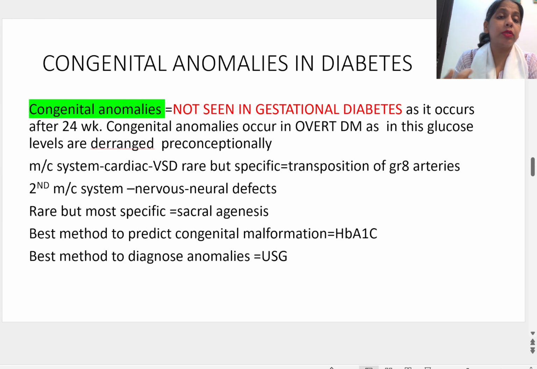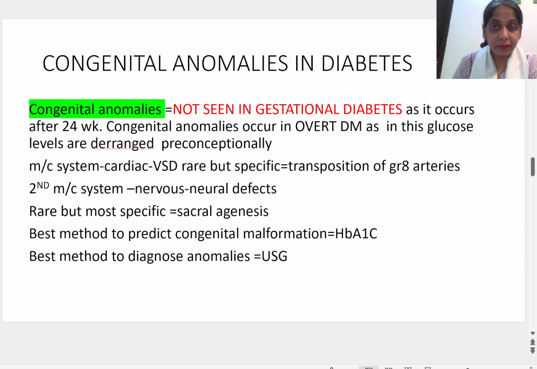Do make this concept clear. In your clinical practice and here in the exams also, only and only the fetus of the pre-gestational or overt diabetes mellitus will suffer from the anomalies, because during the organogenesis period the glucose levels are deranged. Gestational diabetes mellitus comes after 24 weeks, so not even a single congenital anomaly occurs in the fetuses of gestational diabetes mellitus, because by 24 weeks all the organogenesis has been completed.